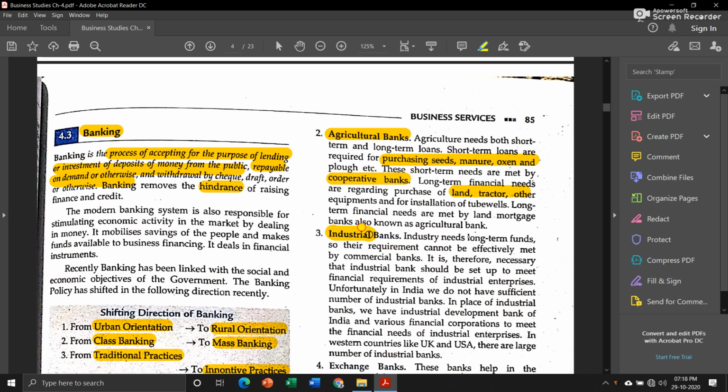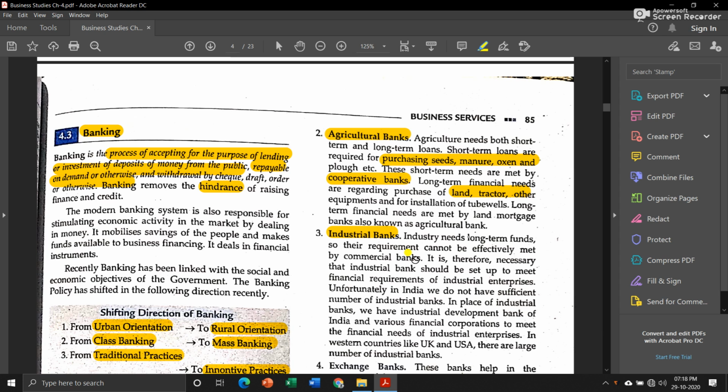The next is industrial banks. Industry needs long-term funds, so their requirement cannot be effectively met by commercial banks. Means when industries need long-term funds, they cannot go to commercial banks, because commercial banks will not be able to provide that much amount of loan.